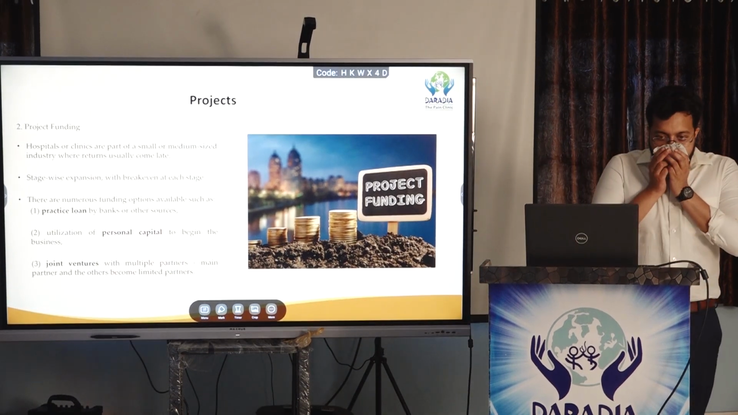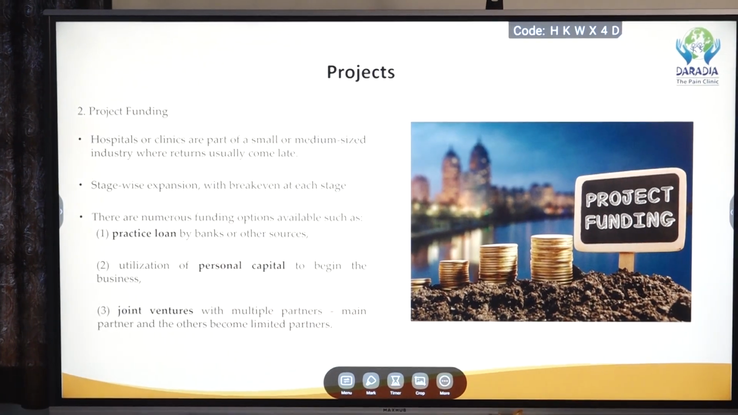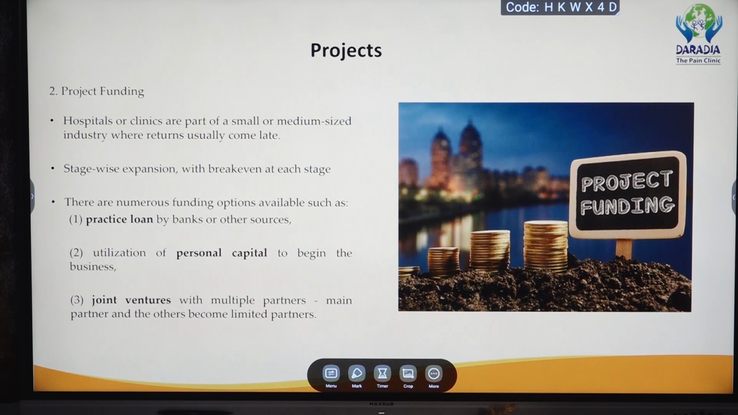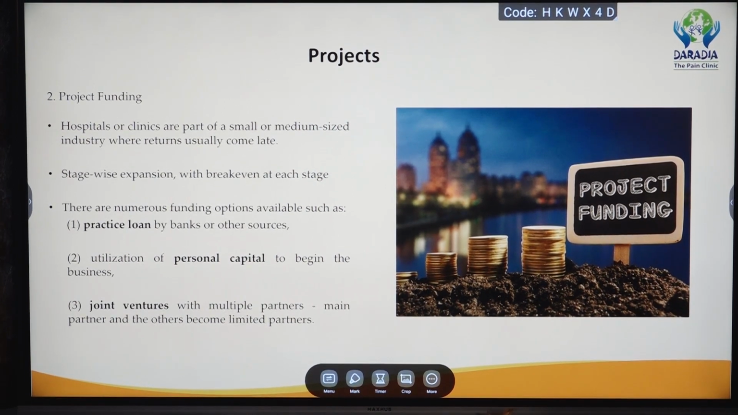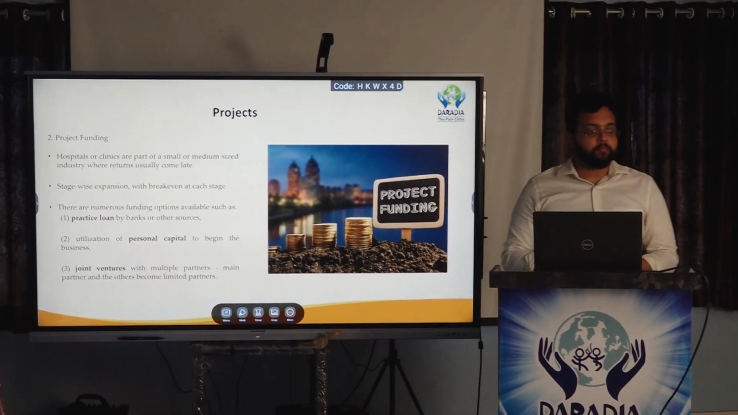Sure. So a couple of options here are practice or business loans, right? You can see my screen. The practice or business loans, where you get direct loans from a bank. That can be for an existing practice you have, or for a new venture altogether. Many financial agencies give special loans for doctors. Doctors' loans are there.